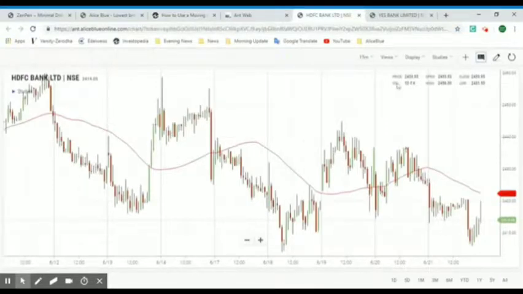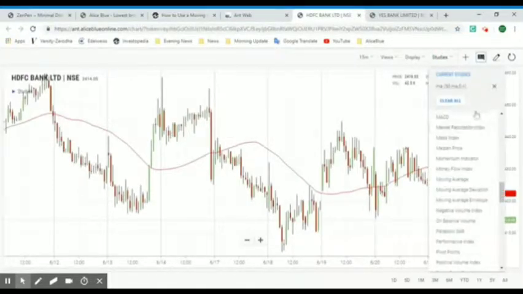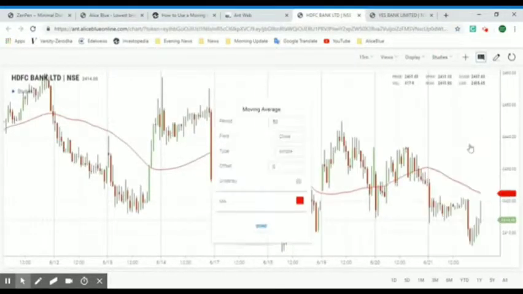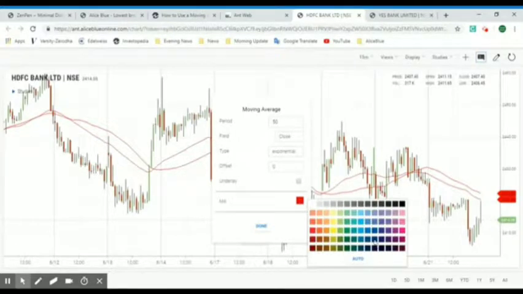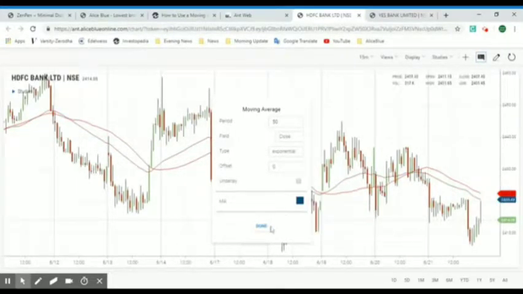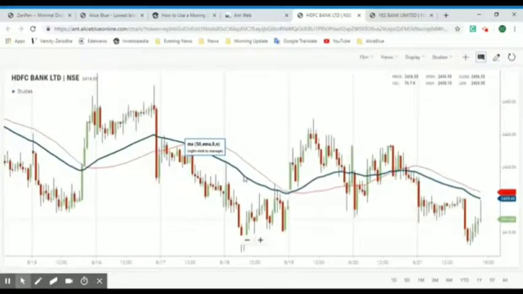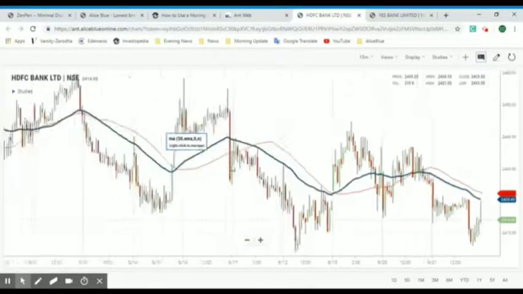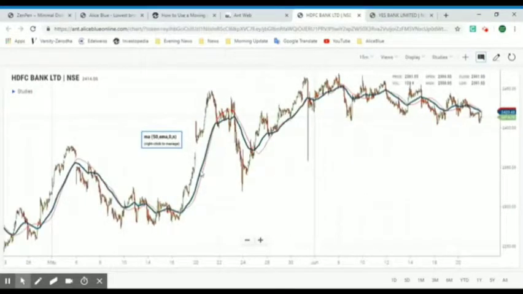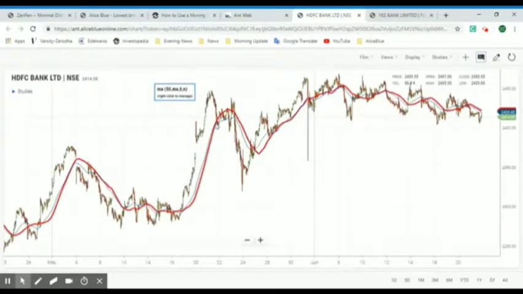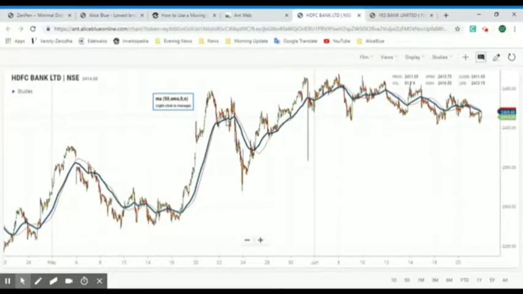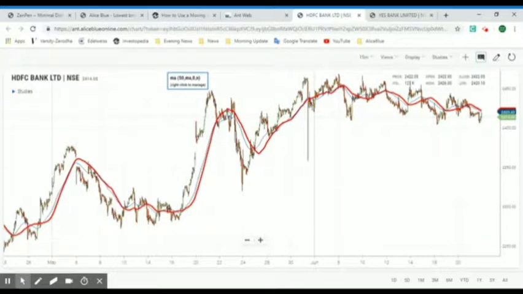So let's apply this onto the chart here. Let's add another moving average. Here, let's change the type to exponential moving average and change the color so that it is identifiable. Let's keep this blue, and done. As you can see, the blue line moves much closer to the price candlestick chart than the simple moving average, which is the red line.